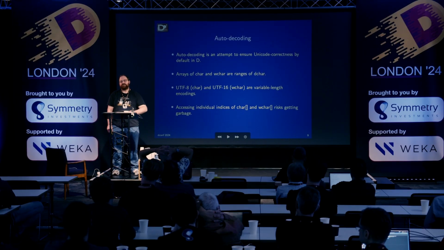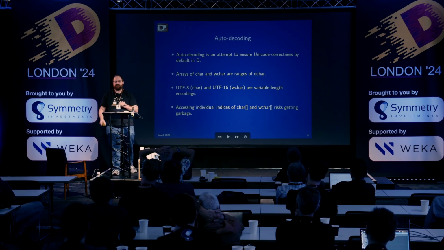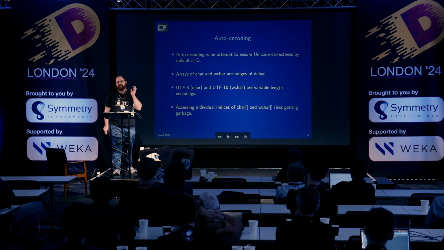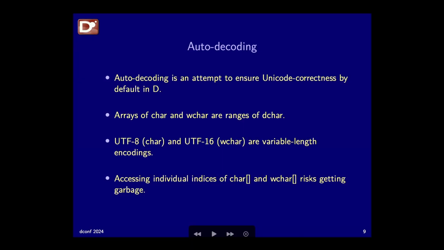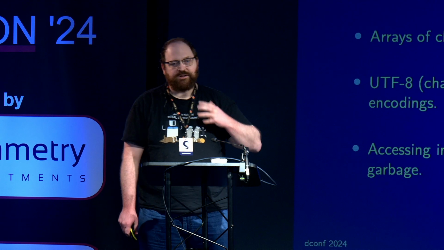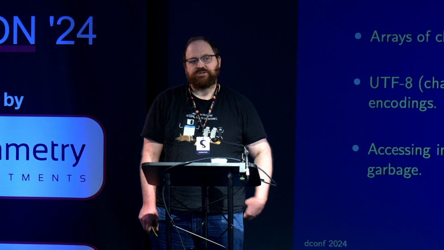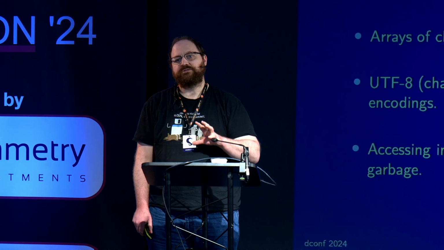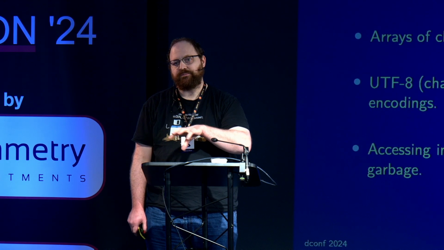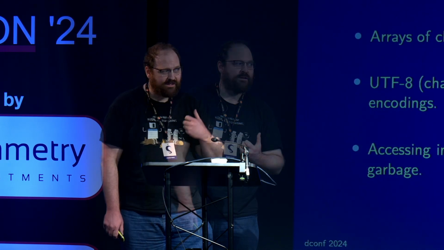So it's very easy to write code in general, which is dealing with ASCII, which works perfectly fine. It's accessing stuff in the middle of your string, and then you get some actual Unicode characters, and you're chopping into the middle of code points and dealing with garbage. And so in an attempt to solve this problem, the range API on arrays of char and wchar decodes the code point from the beginning of the range and returns that. And that's then what you get.